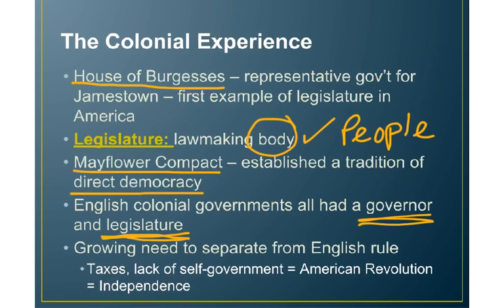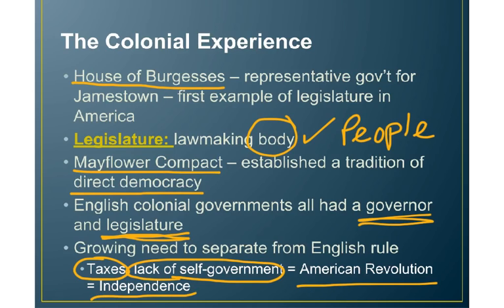And as we know, as time went on, there was a growing need to separate from English rule. Many of the colonists were unhappy by being ruled by a government that was very far away from them, could not really understand their needs, and frankly seemed to be taking advantage. So there is the whole concept of taxation without representation. So the colonists weren't able to represent themselves, self-govern, and this resulted in the American Revolution, which resulted in independence. And again, hopefully that's all a review from your lessons last year.